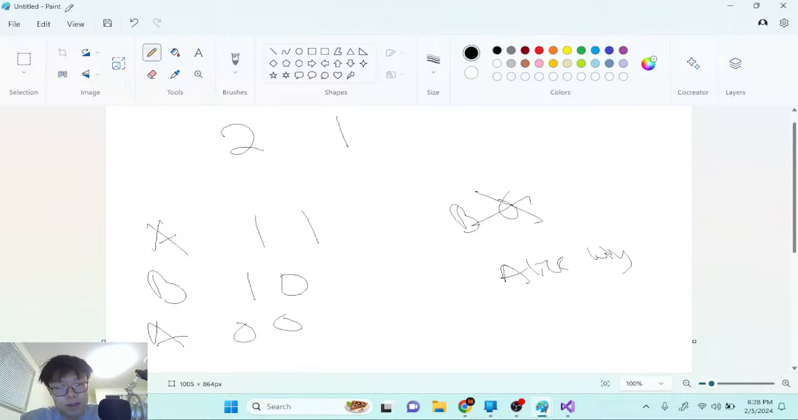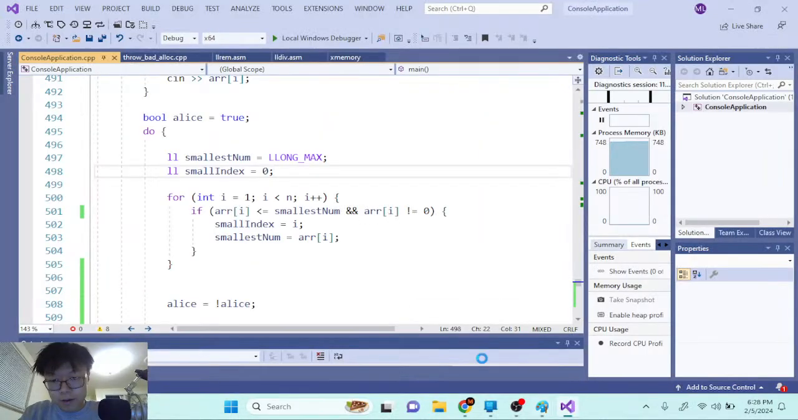Alright, 2 minus 1, we get 1, 0. End of Bob's turn should be 1, 0. So we should have end of Bob's turn should be 1-0. So let's check it.